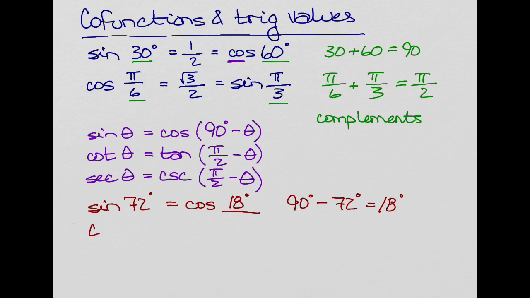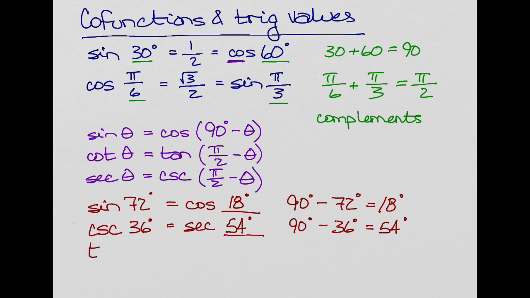If I have the cosecant of, let's say, 36 degrees, but I want to express it as a secant, well, cosecant and secant are cofunctions, so the cosecant of 36 degrees is the same as the secant of its complement, the difference between 90 degrees and 36, which I believe is 54. So the cosecant of 36 degrees is the same as the secant of 54 degrees. Might as well go for broke and do a tangent one.